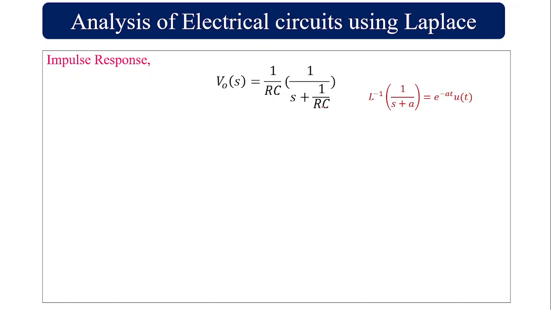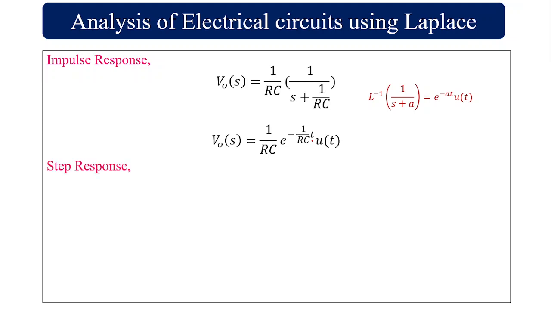We have the formula: inverse Laplace transform of 1 divided by s plus a is equal to e power minus at into u of t. If I apply this formula here, I'll get the impulse response as 1 by RC into, since 1 divided by s plus a has a equal to 1 by RC, e power minus 1 by RC t into u of t.